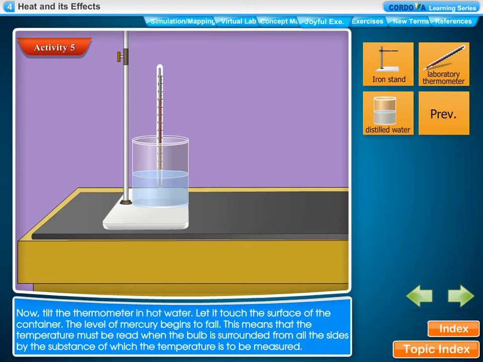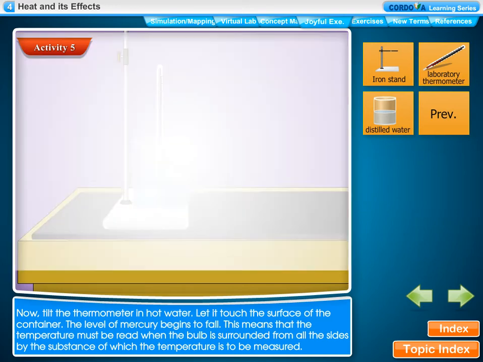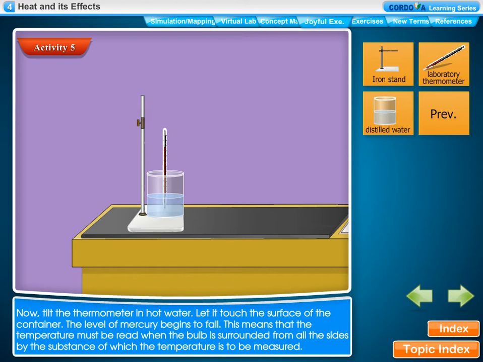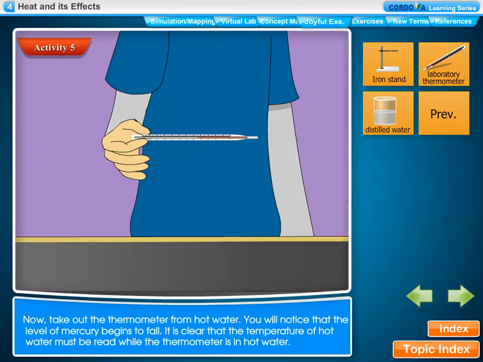Now, tilt the thermometer in hot water. Let it touch the surface of the container. The level of mercury begins to fall. This means that the temperature must be read when the bulb is surrounded from all the sides by the substance of which the temperature is to be measured. Now, take out the thermometer from hot water. We will notice that the level of mercury begins to fall. It is clear that the temperature of hot water must be read while the thermometer is in hot water.